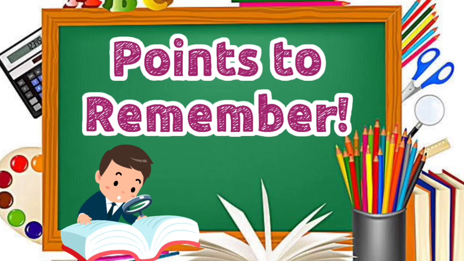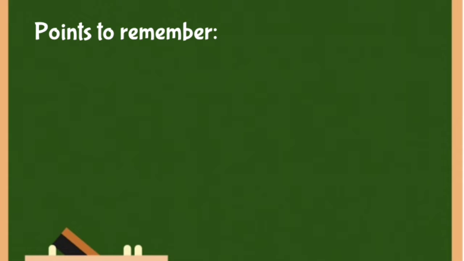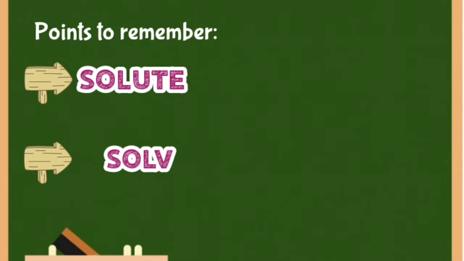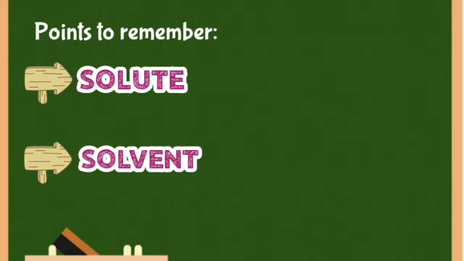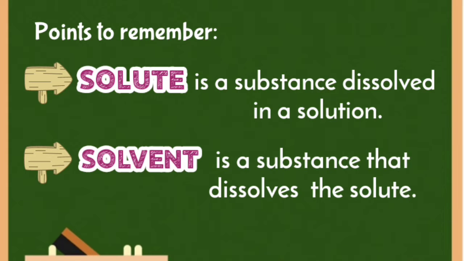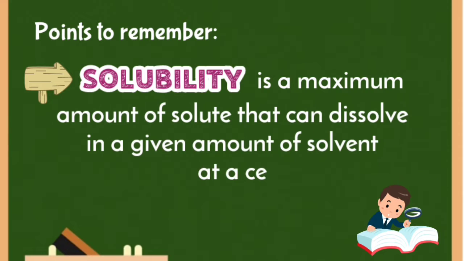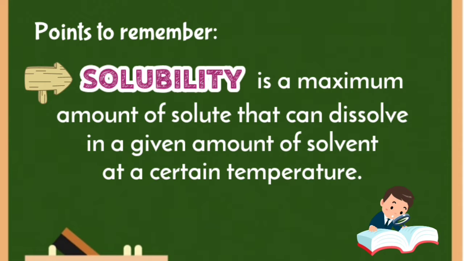Points to remember. Solution has two components, the solute and the solvent. Solute is a substance dissolved in a solution, while solvent is a substance that dissolves the solute. Solubility is the maximum amount of solute that can dissolve in a given amount of solvent at a certain temperature.